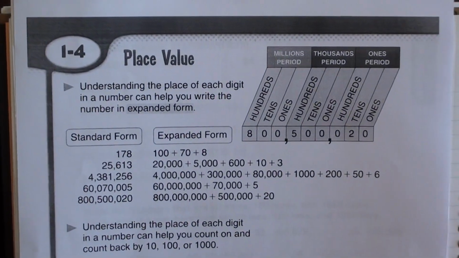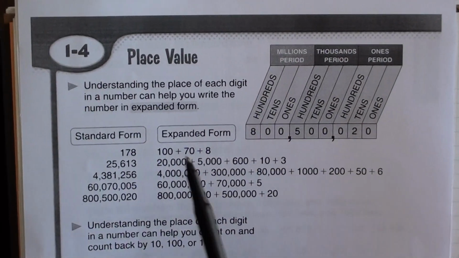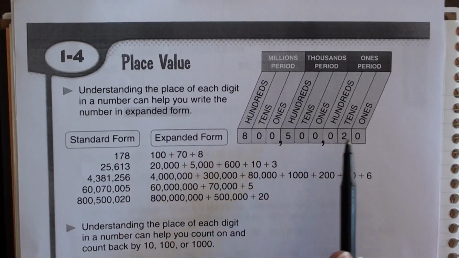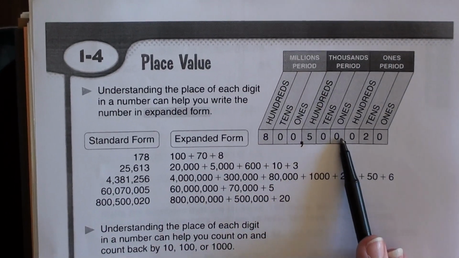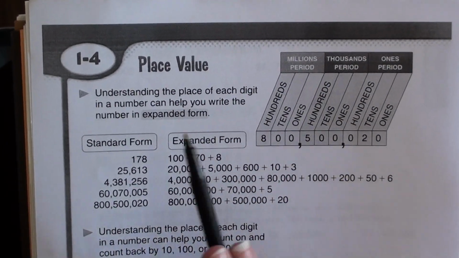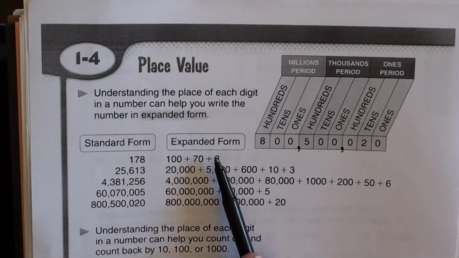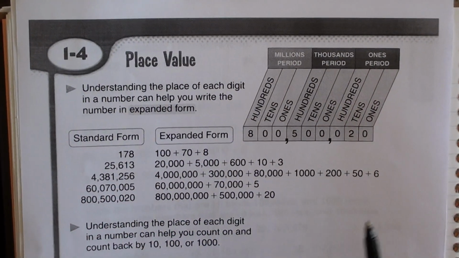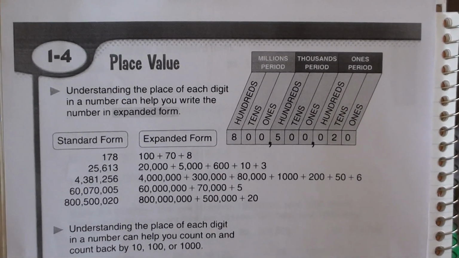All right, fourth grade, this is your lesson on place value. So remember our place value chart. Of course, we have the ones period, the thousands period, and then the millions period. We're going to talk about how we can turn standard form into expanded form. Now, expanded form is just breaking up the number by place value.